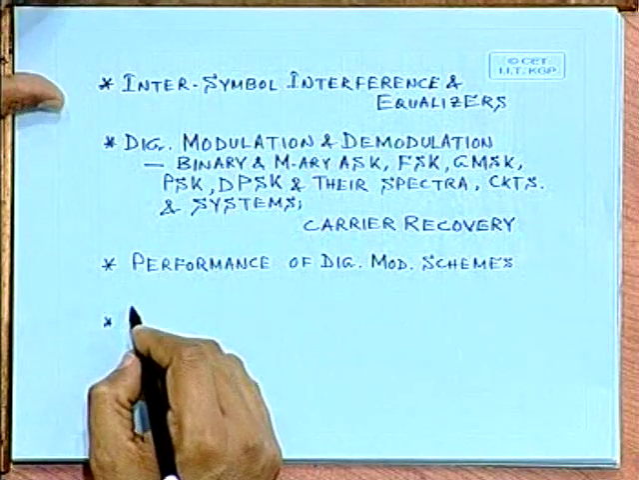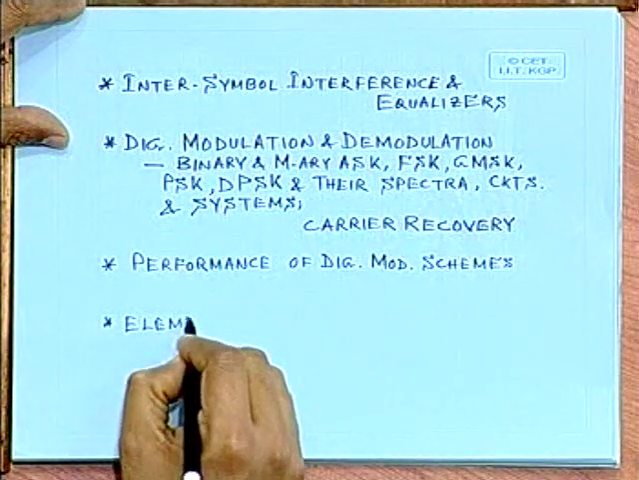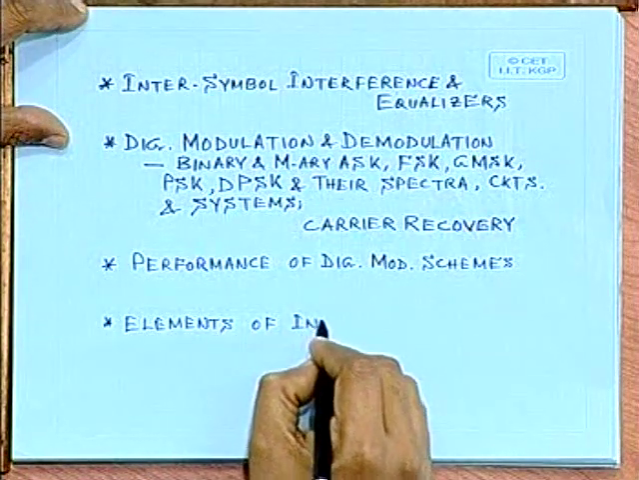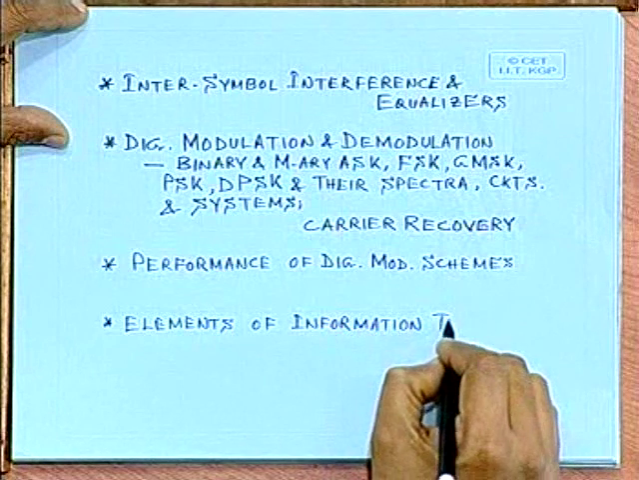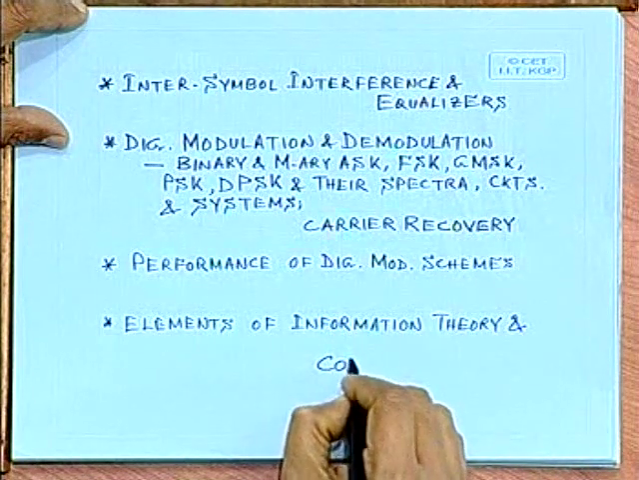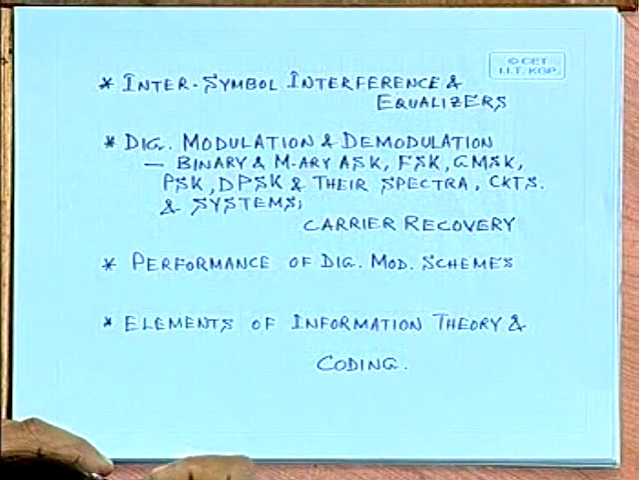The syllabus ends with the topic on elements of information theory and coding. So this is the syllabus outline. I shall get back to this syllabus, explain a little bit, and then I shall suggest the approach that I have in mind.